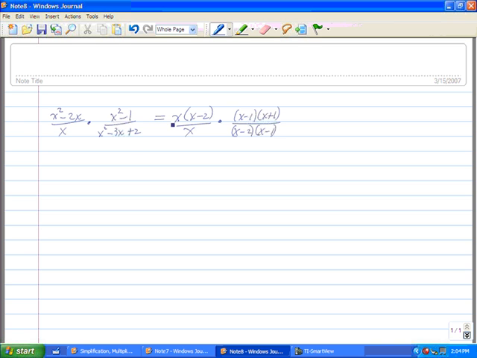Not necessarily within the same fraction, but just from a numerator to a denominator. So, for example, x will cancel x. X minus 2 will cancel x minus 2. X minus 1 will cancel x minus 1. And x plus 1 is your result. Alright, let's try another multiplication.